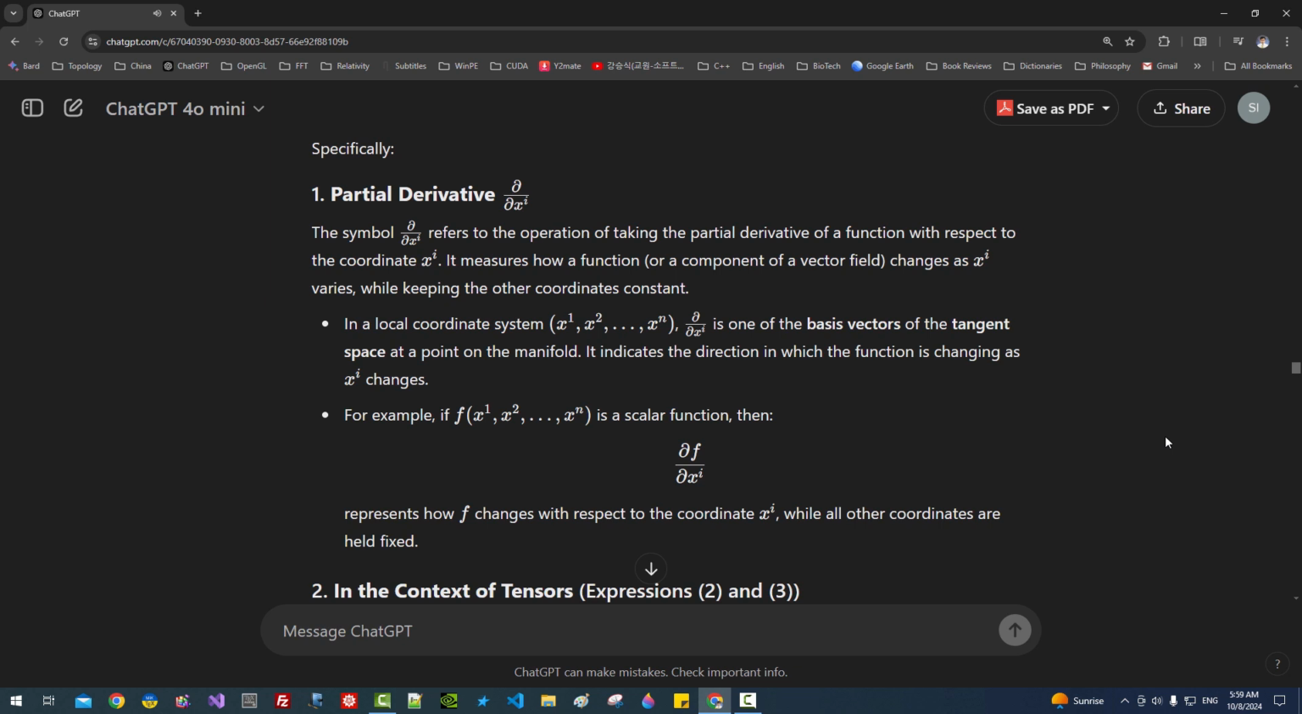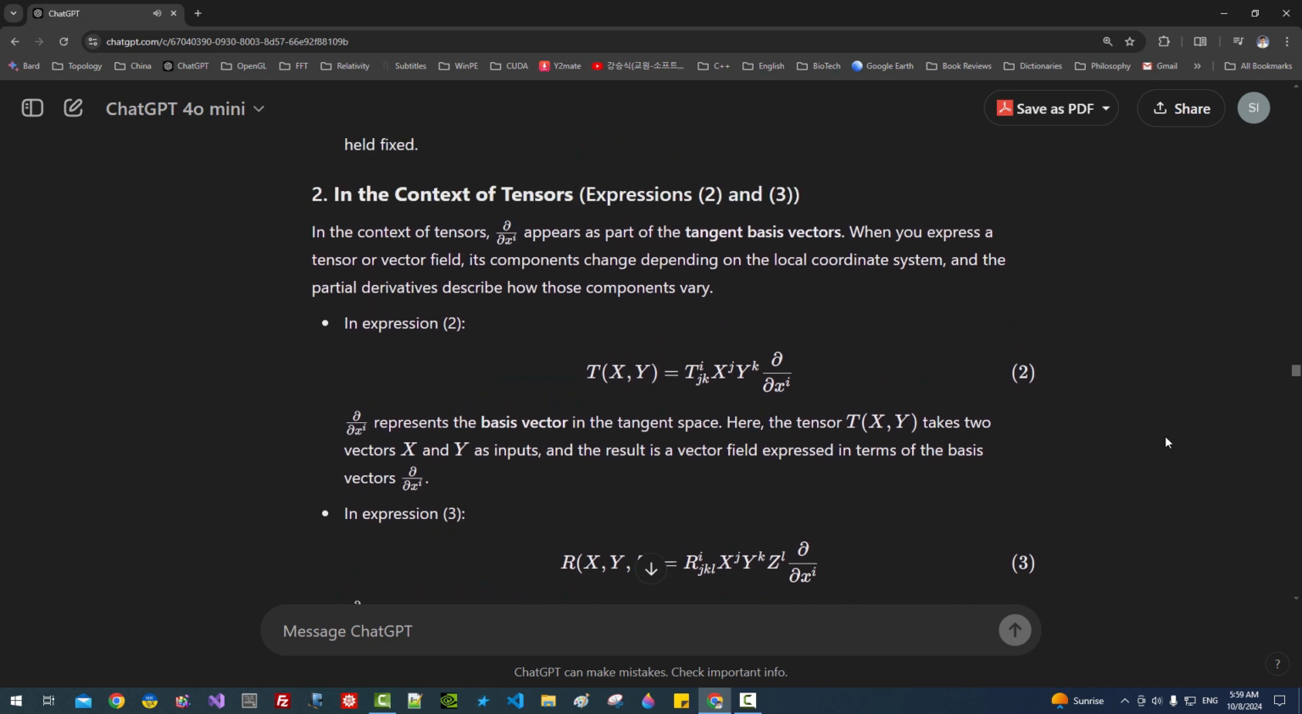For example, if f(x^1, x^2, ..., x^n) is a scalar function, then ∂f/∂x^i represents how f changes with respect to the coordinate x^i, while all other coordinates are held fixed. 2. In the context of tensors, expressions 2 and 3, ∂/∂x^i appears as part of the tangent basis vectors. When you express a tensor or vector field, its components change depending on the local coordinate system, and the partial derivatives describe how those components vary.